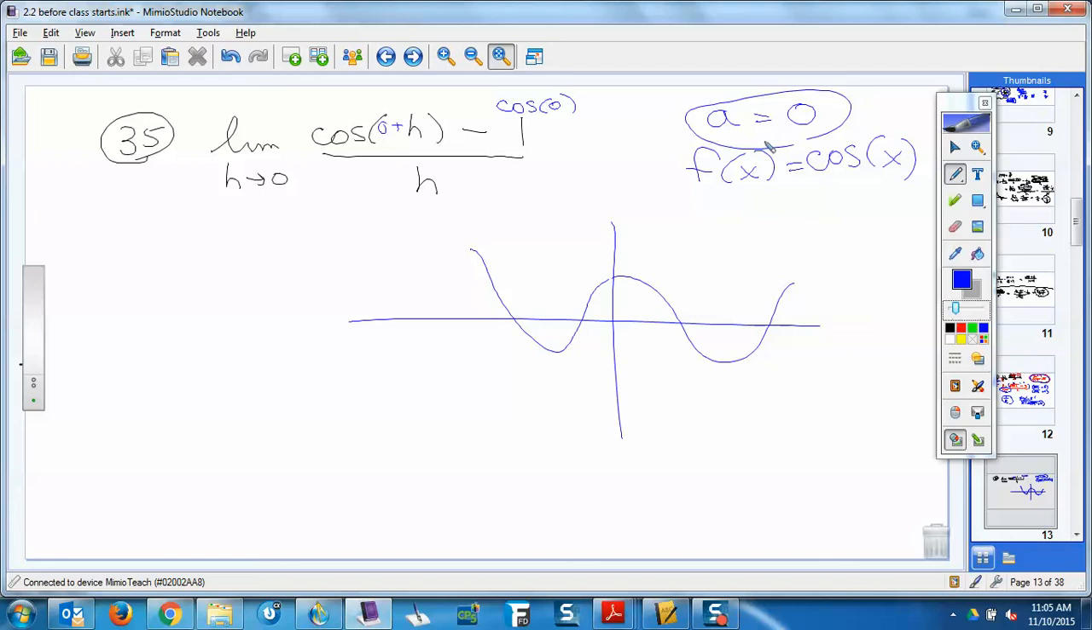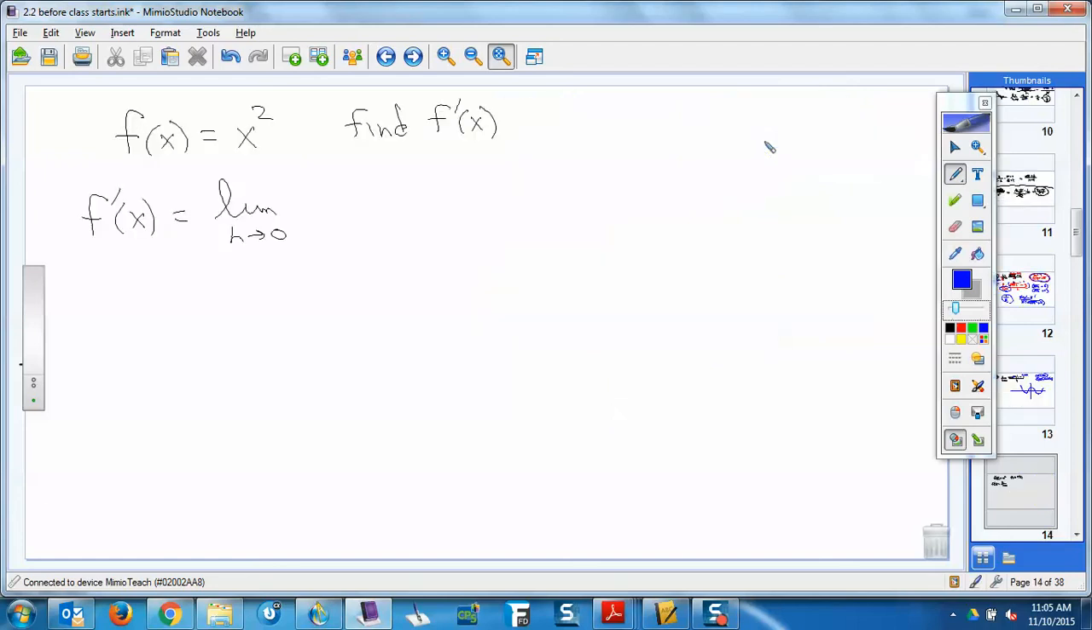Right there. 0, right? So we would happen to know it just because of that. But anyway, don't worry about that other part. I just wanted you to be able to understand that this limit matches this definition. And we can kind of work it backwards and see what the f was, what the a was. Okay. All right. Here's the new thing for today.